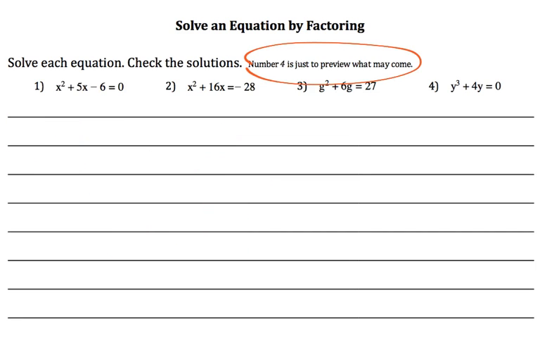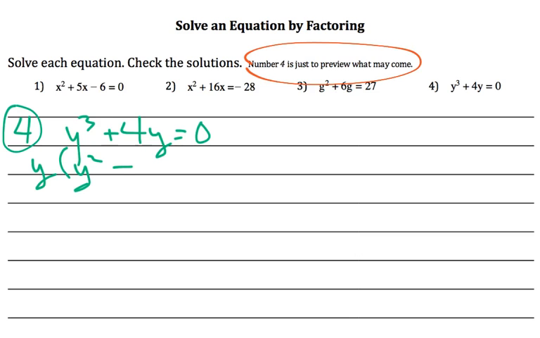Number 4 is just a preview of what may come, but let's check it out. Here's 4, and the equation is y cubed plus 4y equals 0. Now it's already solved with the right side there. So this would be a greatest common factor deal. From the left side I can pull y out, leaving me with y squared plus 4 is 0. Now the left part of the equation makes perfect sense. So I'm going to write y equals 0 and just box that.